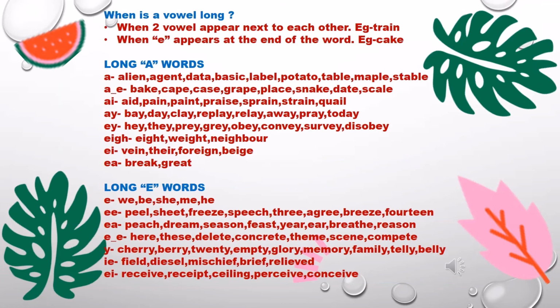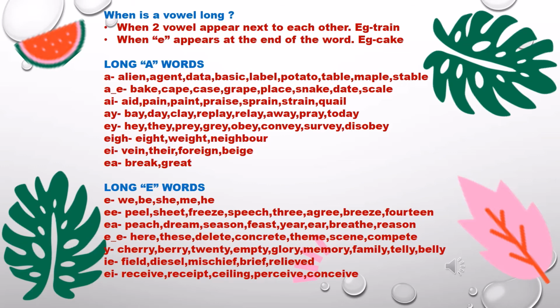As you can see, what is a long vowel? Long vowels are spoken when two vowels appear next to each other. For example, train. And when E appears at the end of the word, like cake. Long A words. There are many examples as you can see in my sheet.